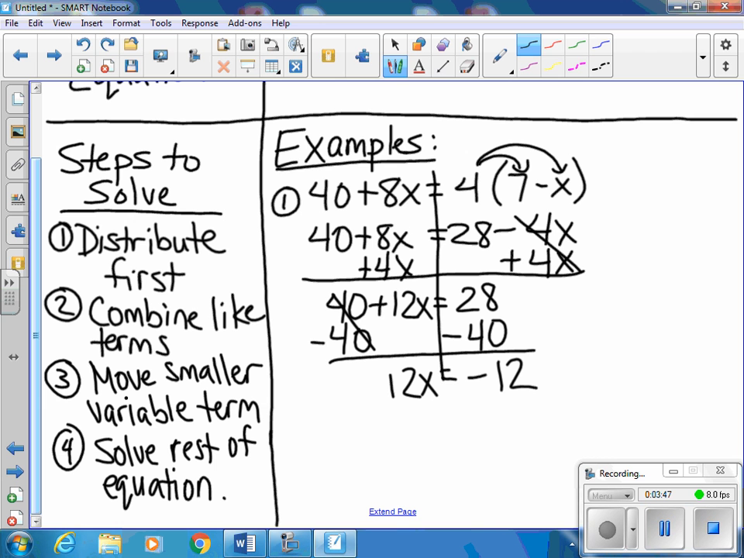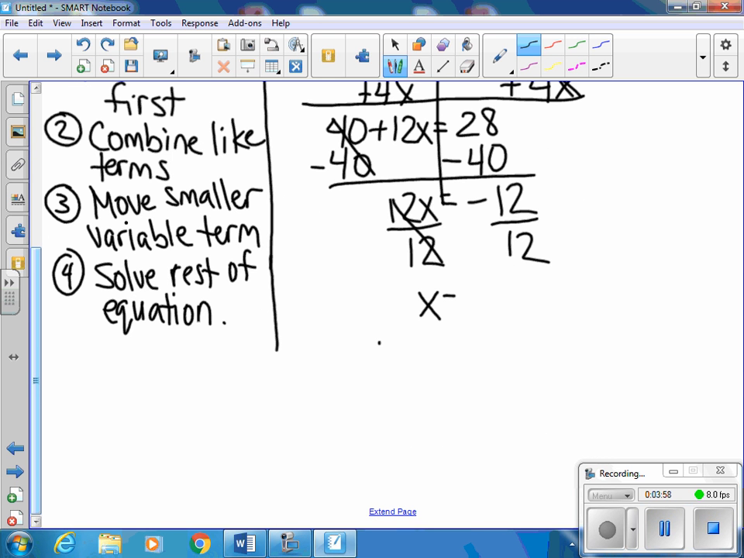Okay. And then we're going to split up the 12 and the x by dividing by 12. And when you take negative 12 divided by positive 12, your final answer is going to be x equals negative 1. Right? So after going through the steps in the correct order, we did come out with an actual answer.